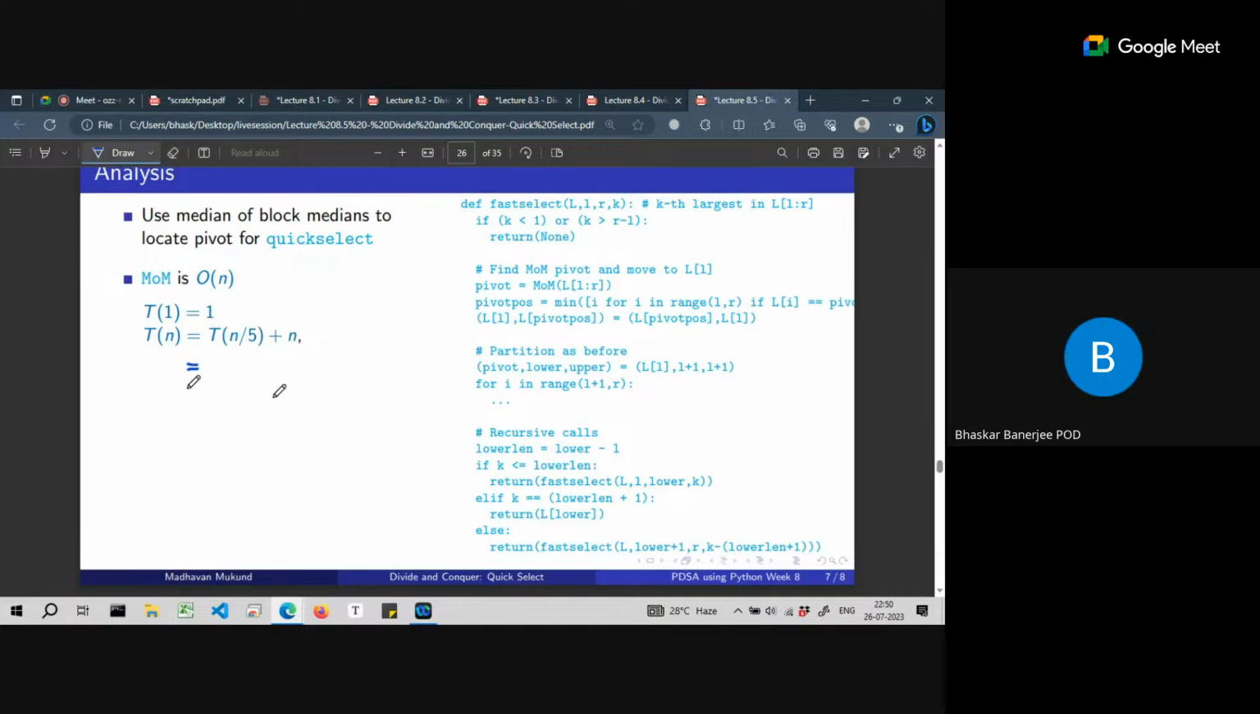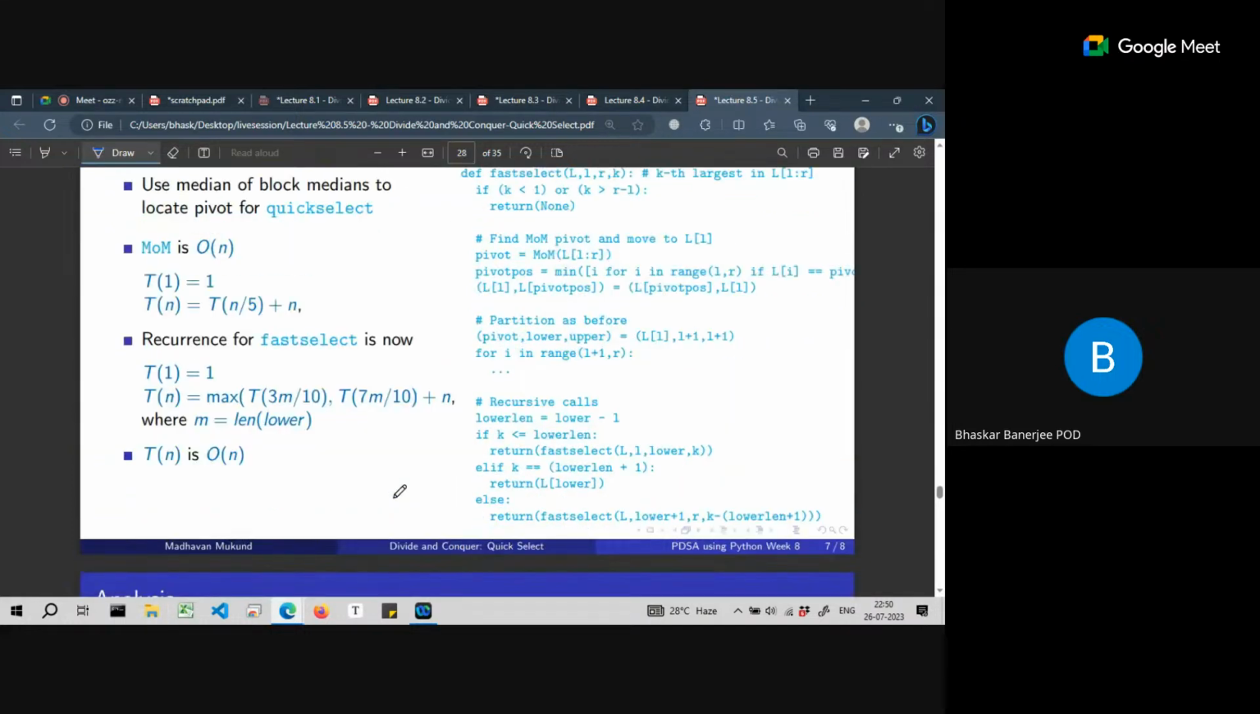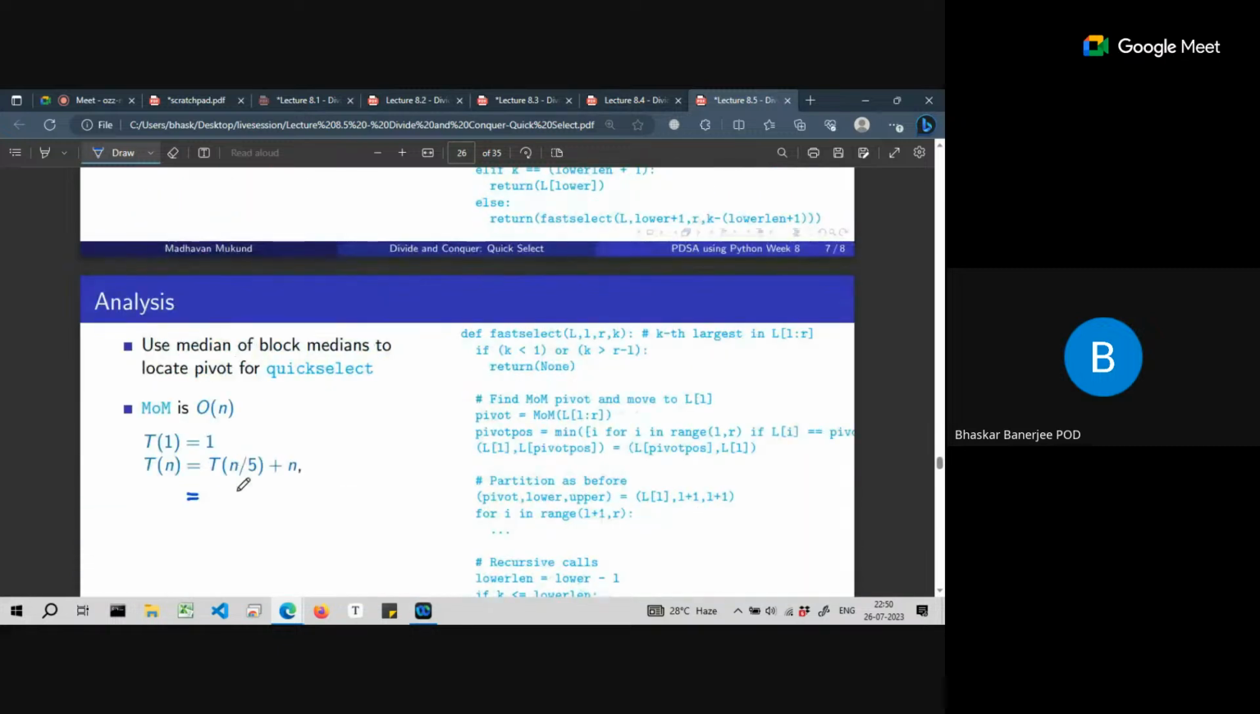If you just solve it, I think it is solved already. Okay, let me solve it. It will be order n only. So T of n by 5, then next T of n by 5 squared plus n by 5 plus n. Dot dot dot. At some level it will be T of n by 5 to the power k plus n by 5 to the power k minus 1 plus dot dot dot plus n.